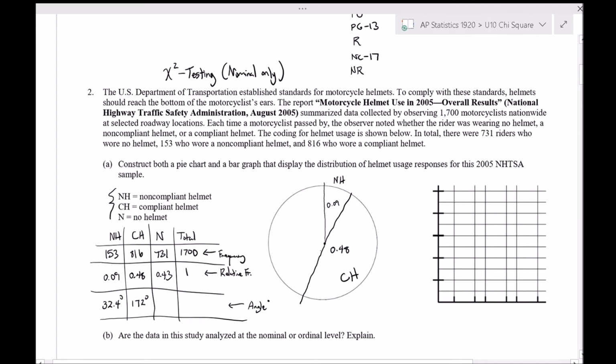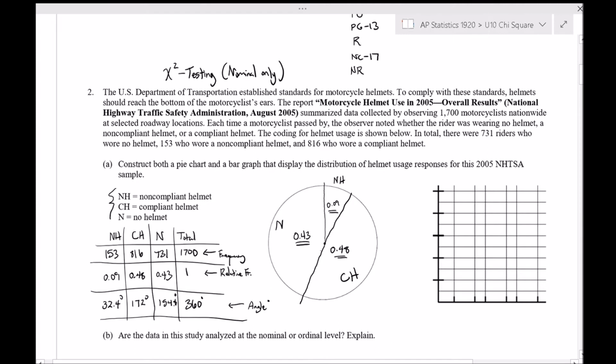And the rest of it should amount to about 0.43 out of a whole. So 0.43 times 360 degrees is 154.8 degrees. And that should be slightly smaller than the 172 degrees, but still much bigger than the 32.4 degrees. And the total out of that would be 360 degrees. So this was 0.43. Notice how I'm keeping that as a ratio inside. And this is the N category, no helmet category.